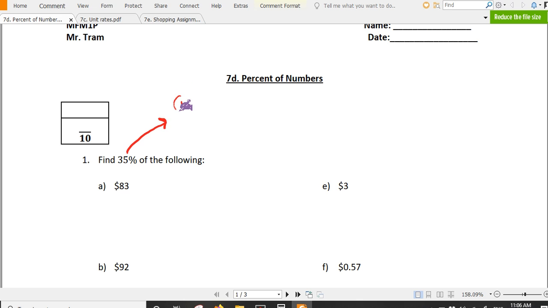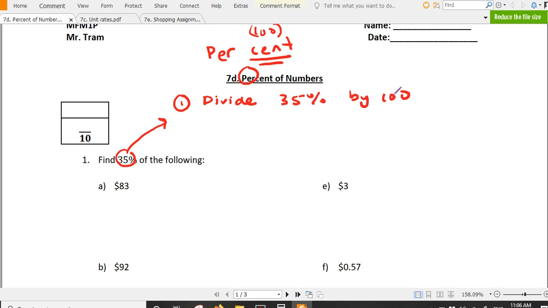First off, percent is actually French for per cent. And what's cent in French? Cent in French means 100. Okay, so percent actually means per 100, which means 35% is 35 per 100. So what we're going to do is, number one, divide 35% by 100. Okay, so if I do that, I would get 35 divided by 100. That will give me 0.35.